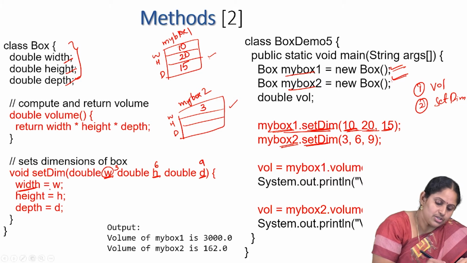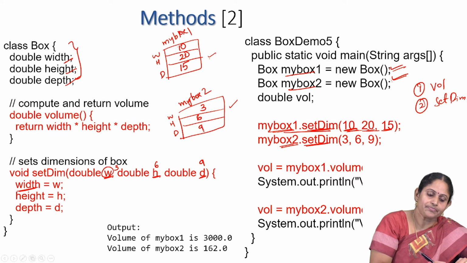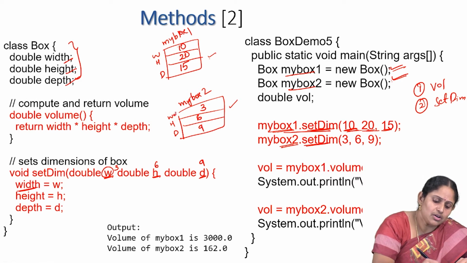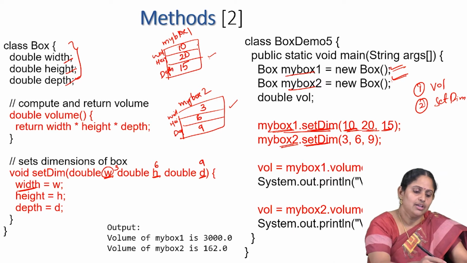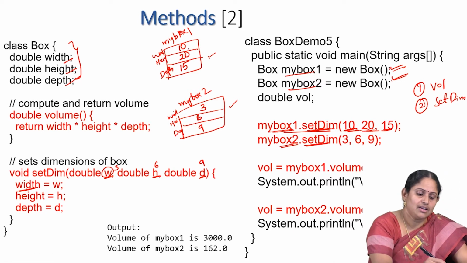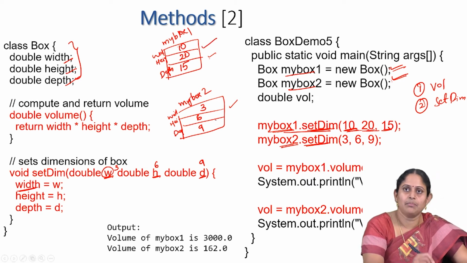Then 6 is stored into height, so we get 6 here. And 9 is stored into depth. So these are all width, height and depth. This is also width, height and depth. So we have initialized these box objects to some values.